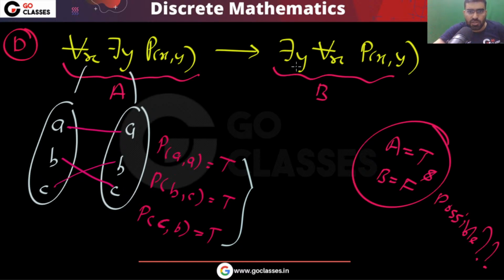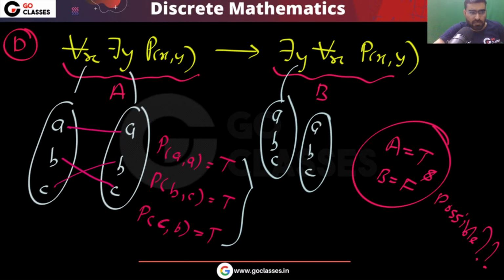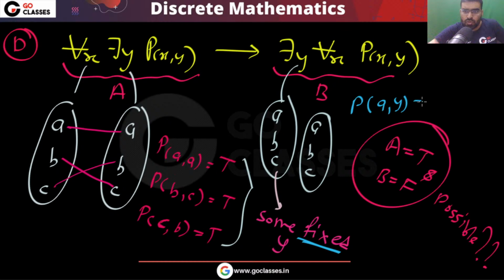What is this saying? This is saying that there is some fixed y such that, this is important, for everyone P(A,y) is true. This also must be true: P(B,y) must be true, and P(C,y) must be true.